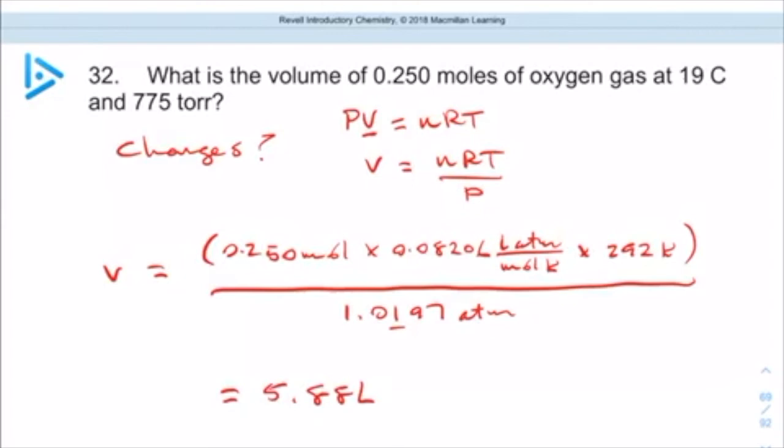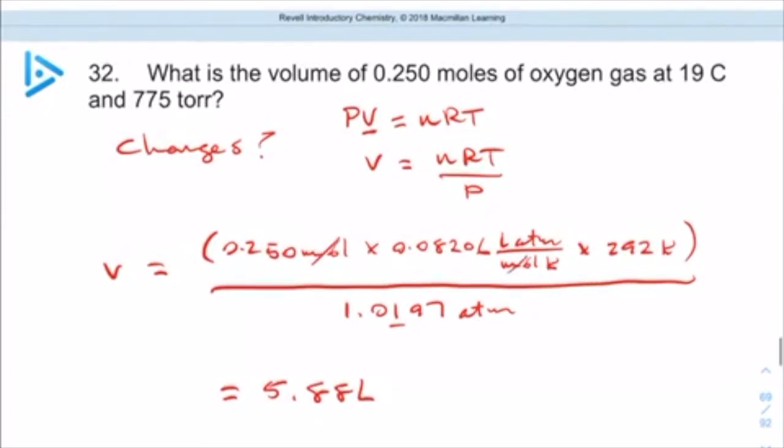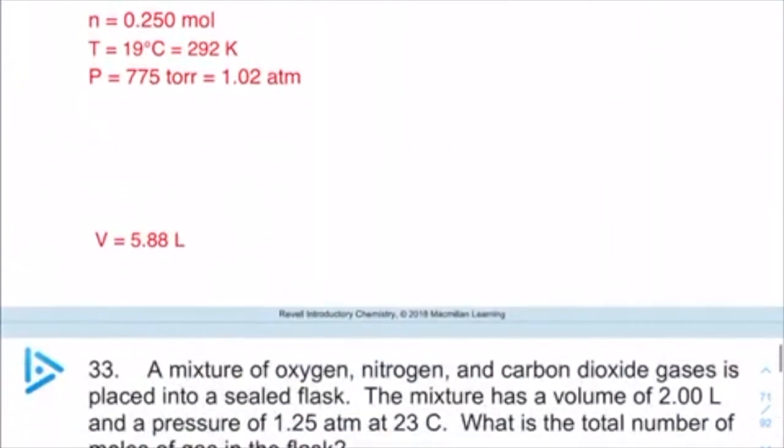Right? So how do I know it's liters? Well, let's go through the units. So here we have moles divided by moles. So moles will cancel out. I have kelvins on the bottom times kelvins. So kelvins will cancel out. And then I have atmospheres on top divided by atmospheres. My atmospheres cancel out, leaving the only unit left is liters.